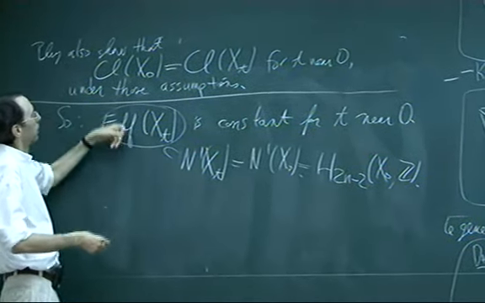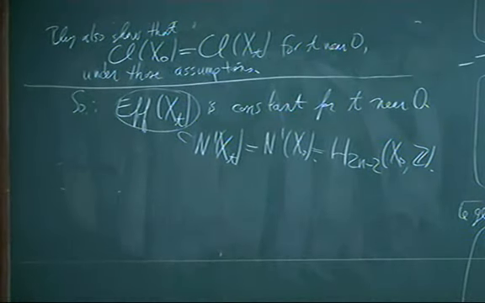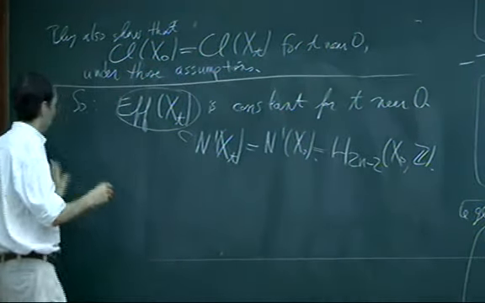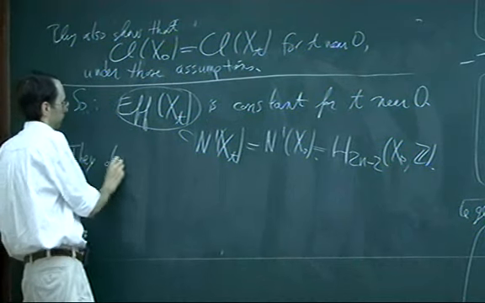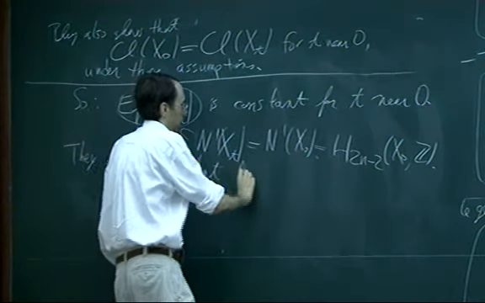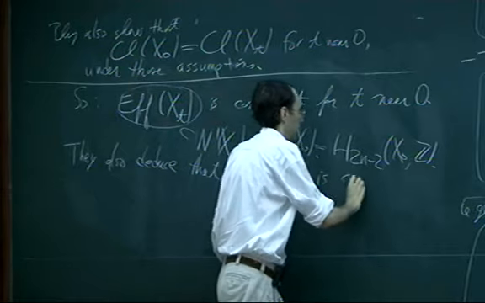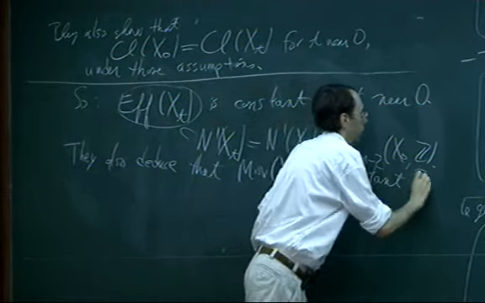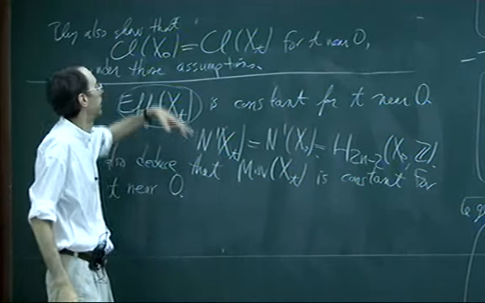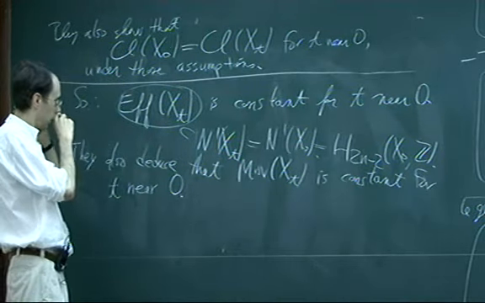This is obvious because a divisor being effective just tells you whether or not a certain section is 0, so this immediately follows from their theorem. They also deduce from the theorem that the movable cone doesn't change. So the movable cone is also constant for t near 0 under their assumption. That's maybe not so obvious, but they also deduce that.